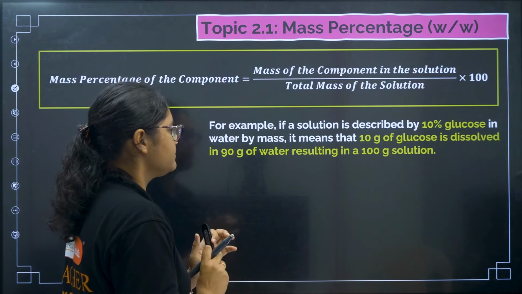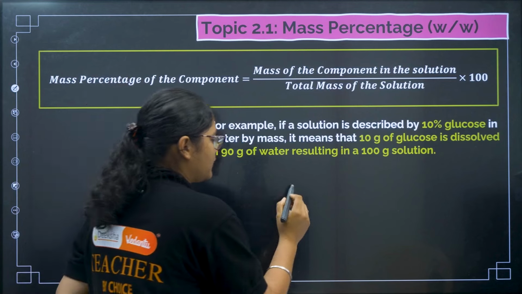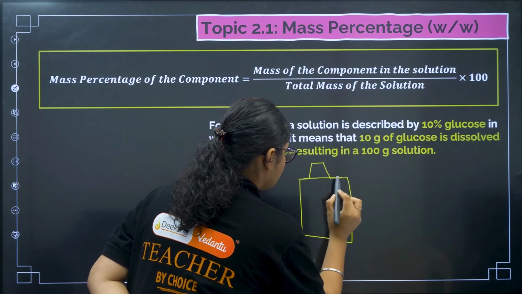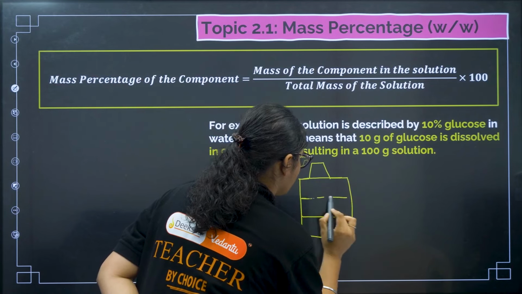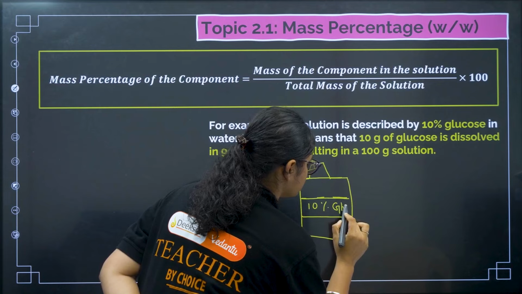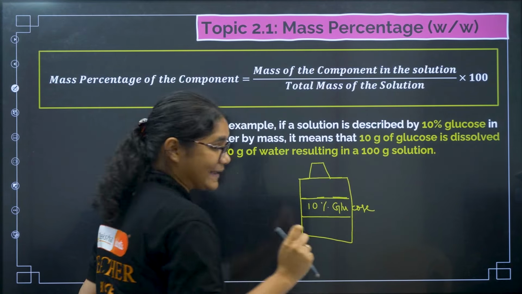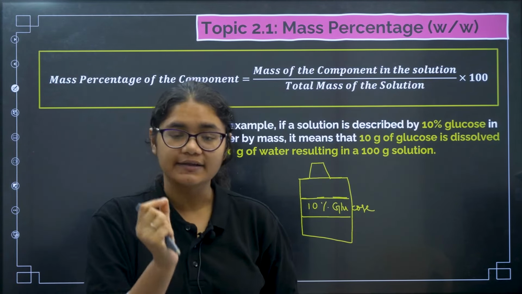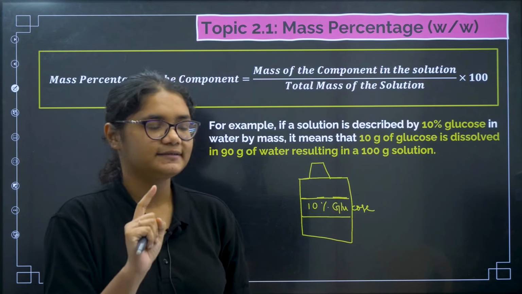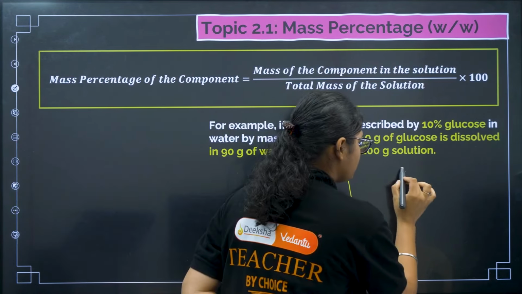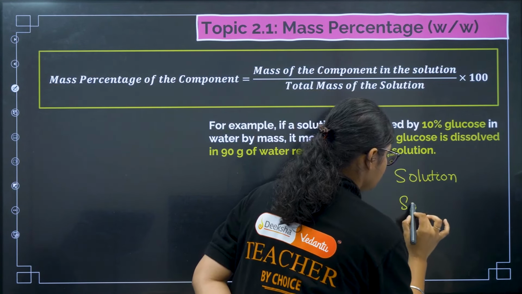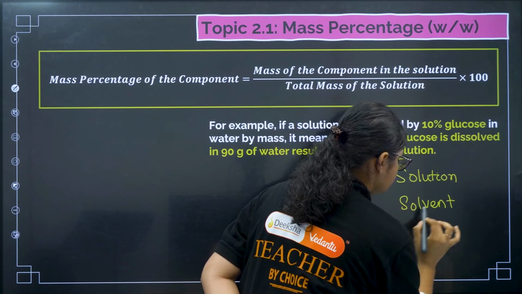Now see, for example, suppose I have told you that in this particular container there is a label saying 10% glucose, and I gave you this bottle. Now what will you understand from this, what does 10% glucose mean? So you have to understand that I told you there are 3 things: solution, solvent, and solute.